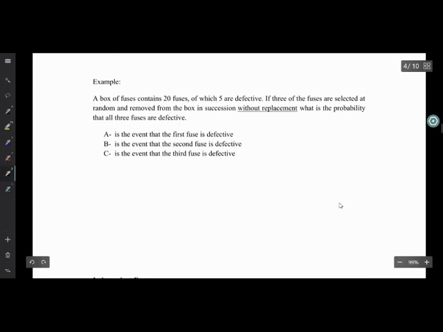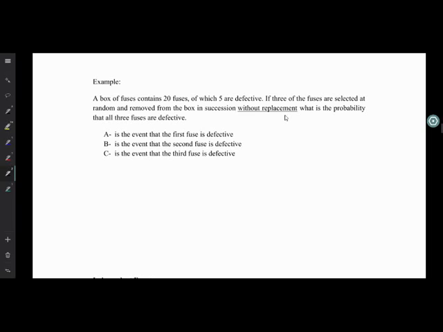Okay, in this example there is a box of fuses and there are 20 fuses which have 5 defects. You are going to select 3 fuses at random and remove them from the box in succession without replacement, which means you pick one fuse, record whether it is a defect or not, and you do not put it back. Then you pick the second one, you record whether it is a defect or not, and you put it away. You are not going to put that into the box. So you are not going to replace it.